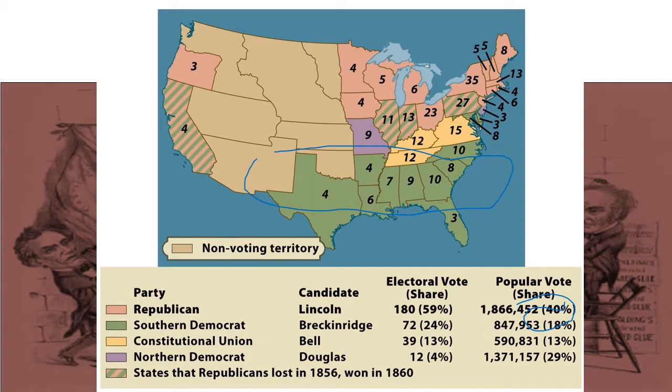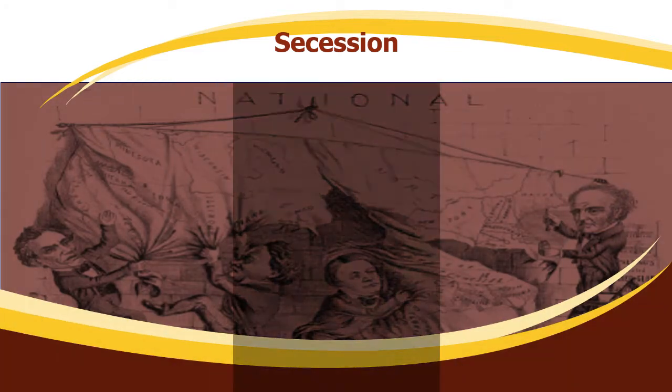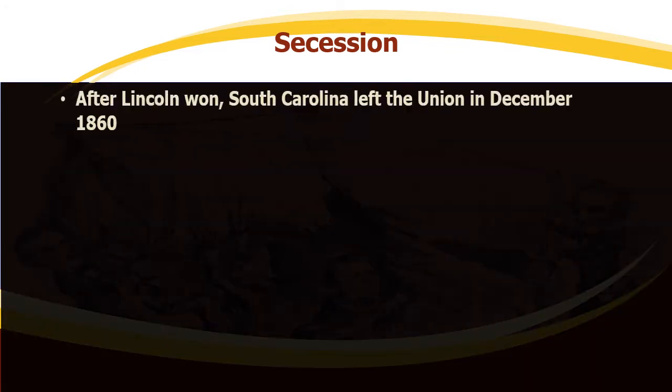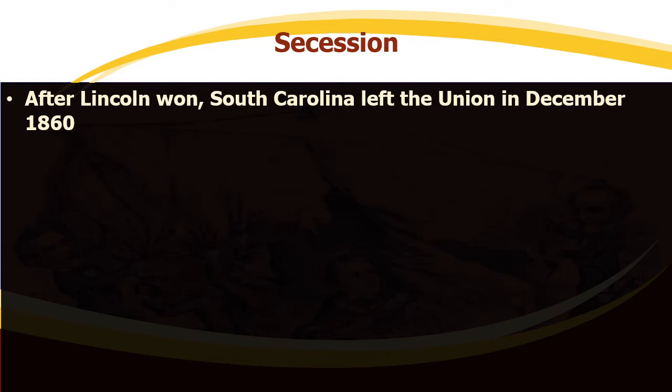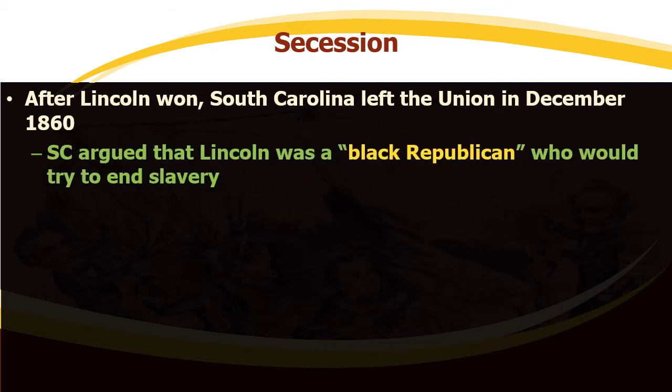How are you going to have a nation that is that split in half, being led by a man that half of the country, more than half the country, did not elect? Well, now that Lincoln is president, South Carolina is going to be the first state to say, we out. That happens in December of 1860. They decide that they no longer want to be part of the United States, and so they leave the Union because Lincoln wins the election. Lincoln hasn't even done anything. He's not even in office yet, and South Carolina is saying, it doesn't matter. We don't trust him.